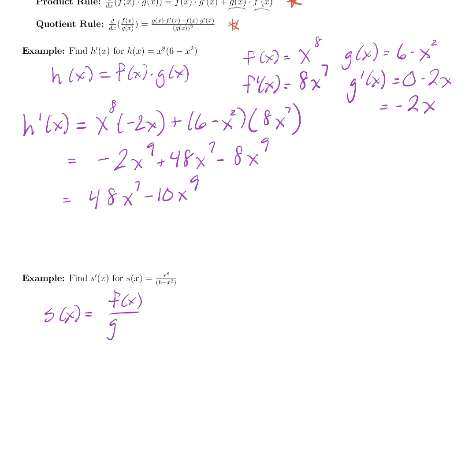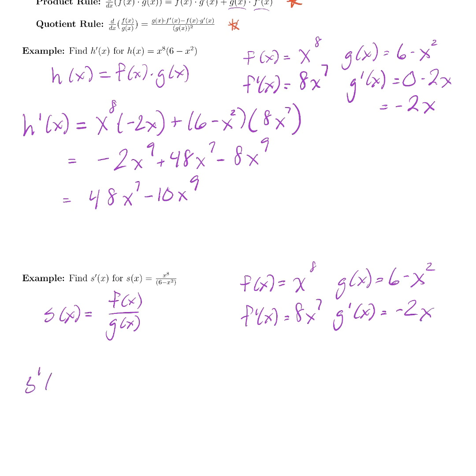So it looks like f of x divided by g of x, where again, f of x is played by x to the 8th, and g of x is played by 6 minus x squared. And so as we saw above, f prime is 8x to the 7th, and g prime is negative 2x. Okay, so s prime, let's follow the quotient rule.